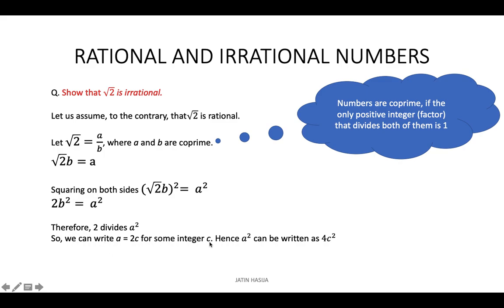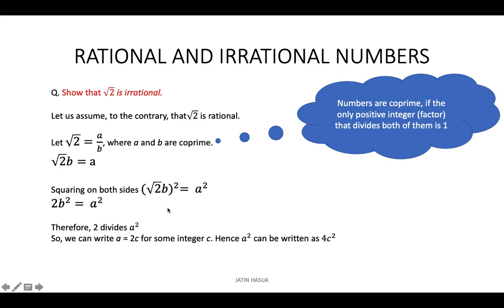And if a can be divided by 2, we can write a is equal to 2c for any integer c. I don't know the value of c here. We never know this value of c. It is just meant for expressing that yes, a can be expressed in terms of c also. Now if I square this, I get a square is equal to 4c square.